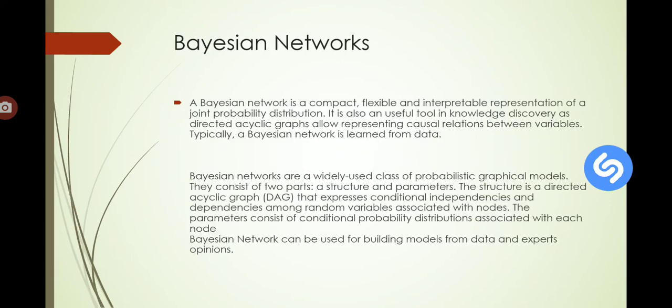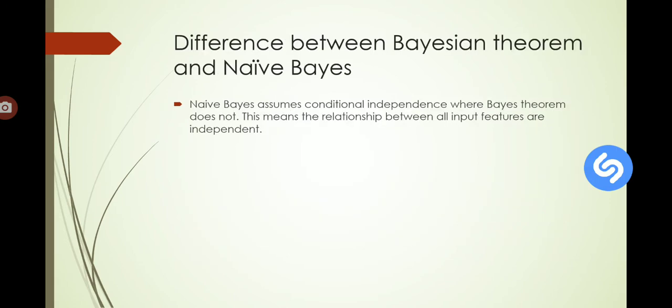Bayesian network. A Bayesian network is a compact, flexible, and interpretable representation of a joint probability distribution. It's also a useful tool in knowledge discovery as directed acyclic graphs allowing representation of causal relations between variables. Bayesian networks are a widely used class of probabilistic graphical models. They consist of two parts: structure and the parameters.